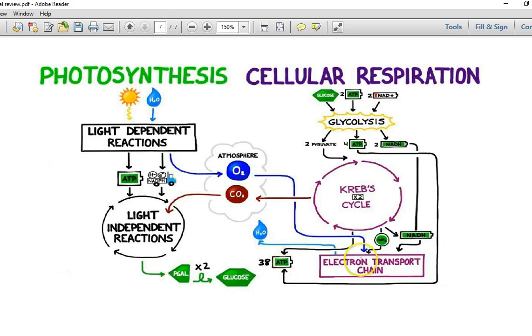Okay, and from the electron transport chain, remember oxygen waits at the bottom of the electron transport chain and collects those hydrogens and electrons to form the water molecule as a waste product. And that is your review.